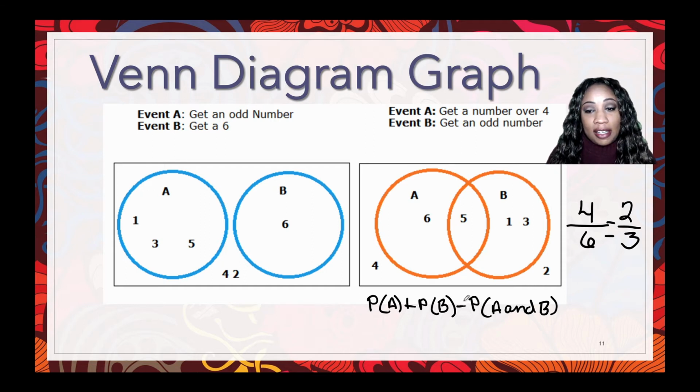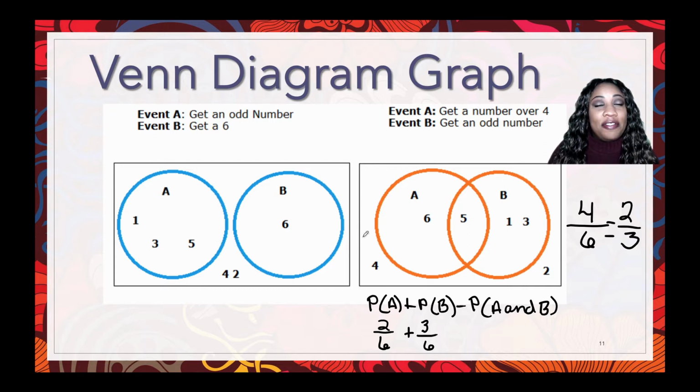So the probability of A is that I get a number over 4. So I have 1, 2 out of 6. The probability of B is that I get an odd number. So that's going to be 1, 2, 3, so 3 over 6. Now, if you add 2 plus 3, you get 5 over 6. But we know the answer is 4 over 6.